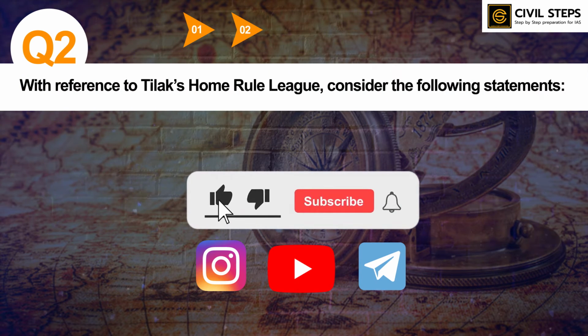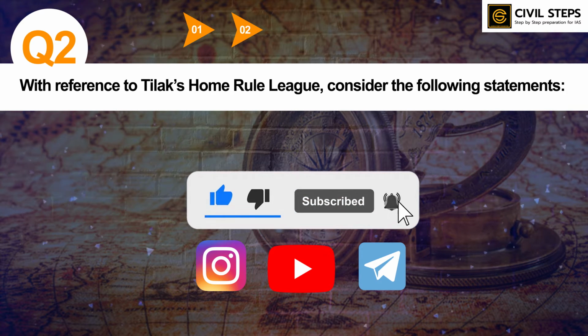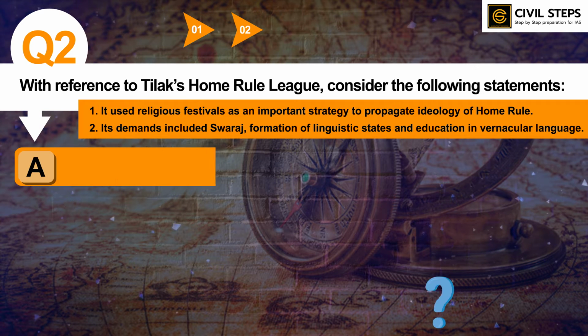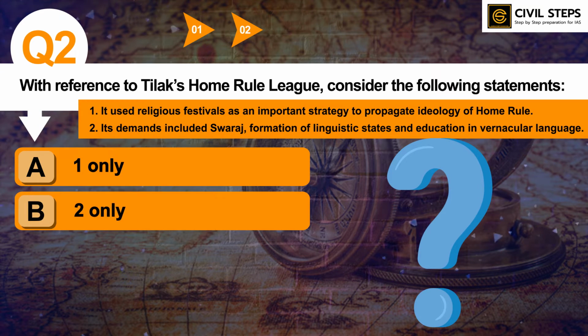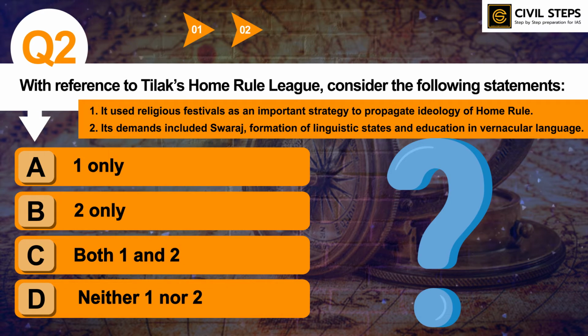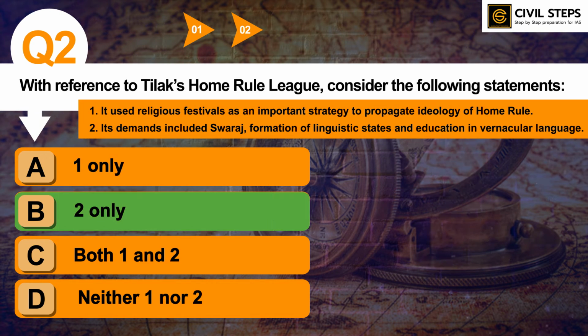With reference to Tilak's Home Rule League, consider the following statements. First, it used religious festivals as an important strategy to propagate the ideology of home rule. Second, its demands included Swaraj, formation of linguistic states, and education in vernacular language. Which of the statements given above is or are correct? Option A 1 only, B 2 only, C both 1 and 2, D neither 1 nor 2. So you can just write down your answer. The correct answer of this question is option B, 2 only.